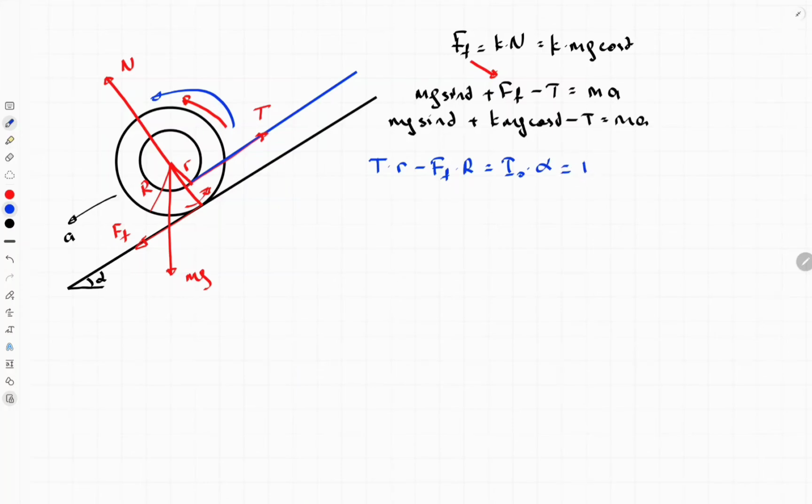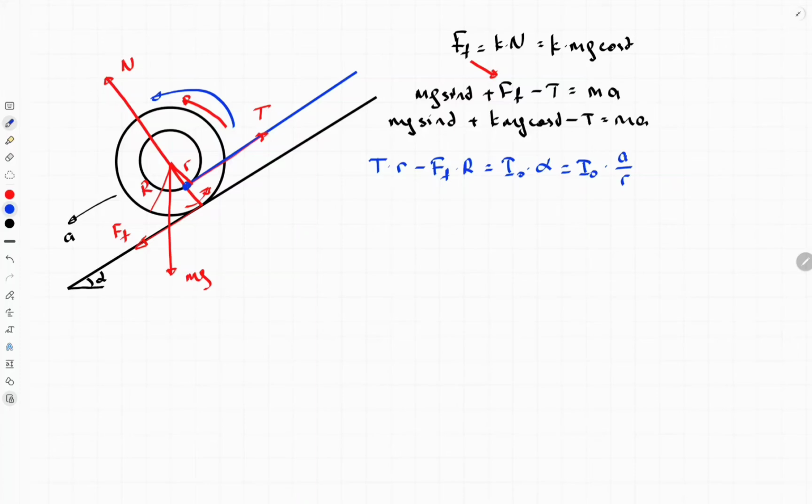And angular acceleration will be equal to acceleration A divided by small r, because this point where we have a contact with the rope is not moving. It's not moving, acceleration there is 0. It's rotating around this point, basically.